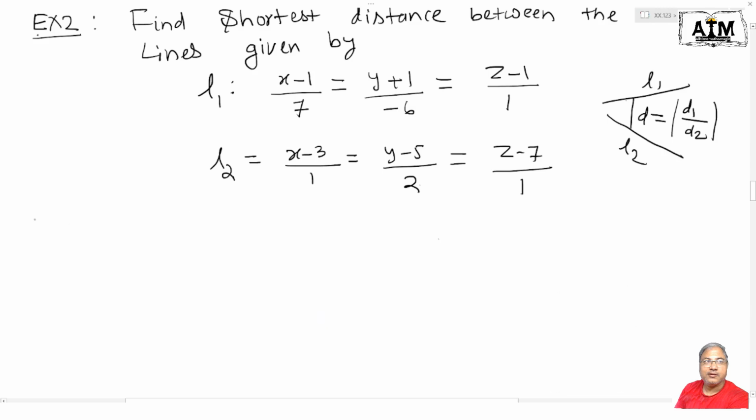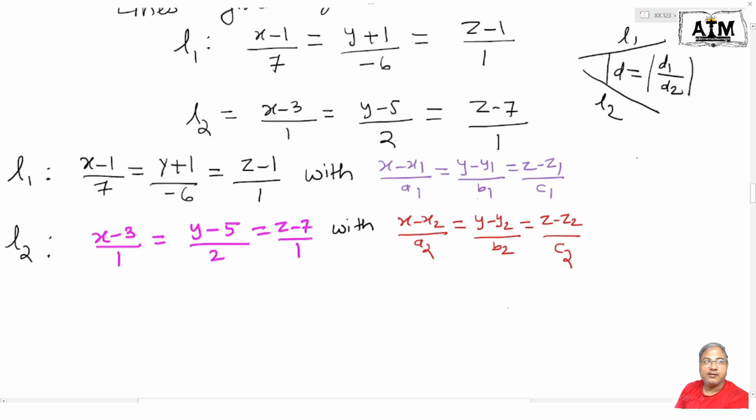So first of all, you can compare the given equations with standard equations. Comparing L1 and L2 with the standard equation, we get the coordinates and the direction ratios of each line. Comparing the first equation with x minus x1 upon a1 equals y minus y1 upon b1 equals z minus z1 upon c1. Similarly for the second equation.